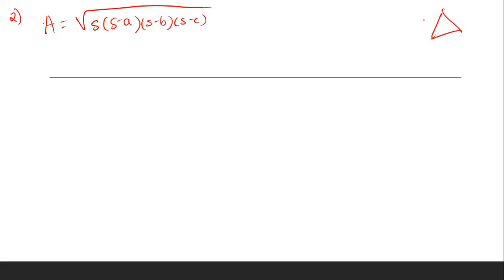Okay, area using Heron's formula. So area of a triangle is equal to square root of s into s minus a into s minus b into s minus c. Let's say that we have an equilateral triangle and all sides are 60 centimeter only. And let's say that the semi perimeter is also given, which is 90 centimeters. Now you have a, b, c, which are all equal to 60 centimeter. You have all the essential components to find out the area.